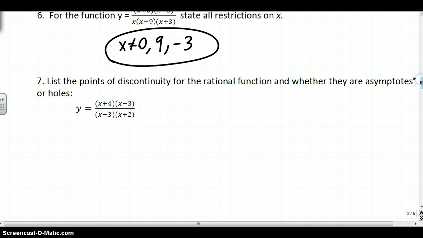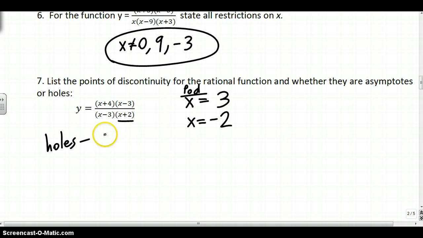Number 7 says list the points of discontinuity. It's kind of the same as listing your restrictions, only instead of not equals, you're going to put equals, okay? And then we're going to tell whether they're asymptotes or holes. So let's list them separately. What can x not be here? Well, there'd be a problem, a point of discontinuity, or as you guys call them, PODs, at x equals 3. There's also one at x equals negative 2. Now, we just have to figure out removable or non-removable. The key thing to remember here, holes are if they cancel out. Remember, you're taking something out of the problem, so it leaves a hole. The vertical asymptotes appear if they do not cancel out.